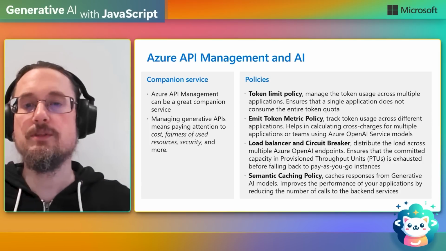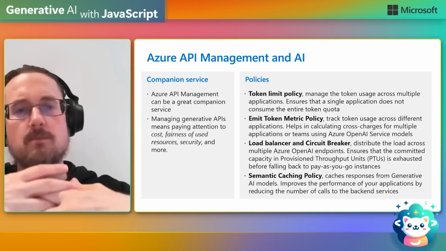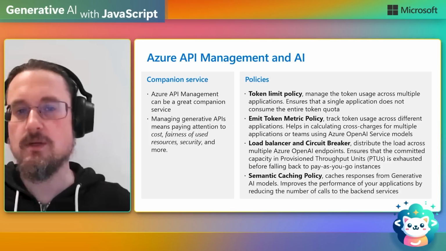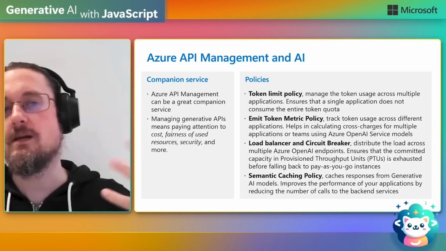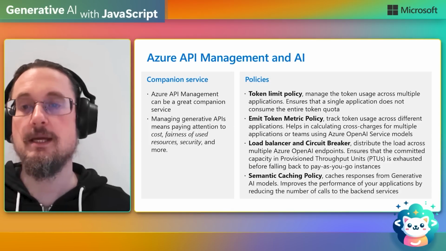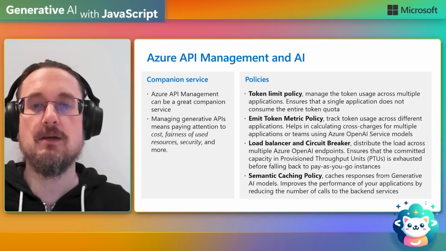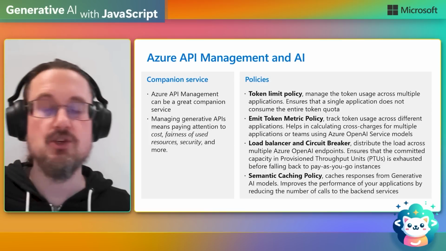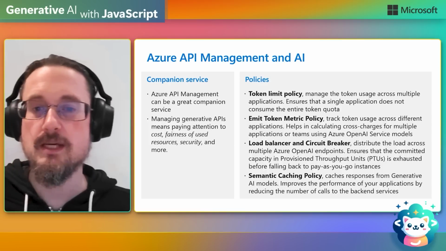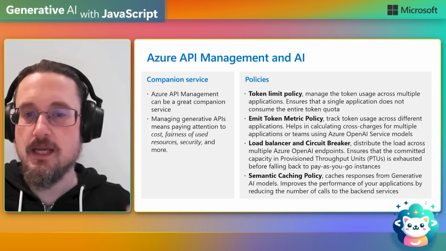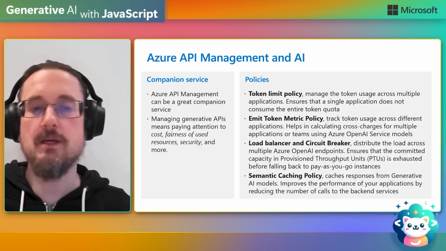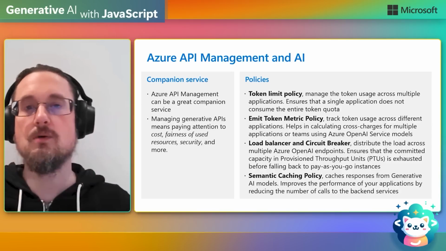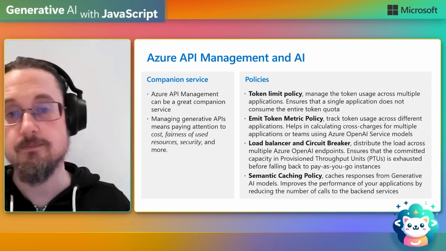But of course, you want to measure all this, right? You want to measure what goes on, probably show that in a dashboard. This is where the emit token metric policy comes in. It's really great at collecting all those metrics: how things are being used, what application is using it, what user is using it, and so on. So you can have a really nice overview of how AI is being used within your apps.